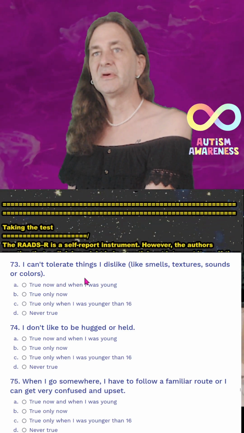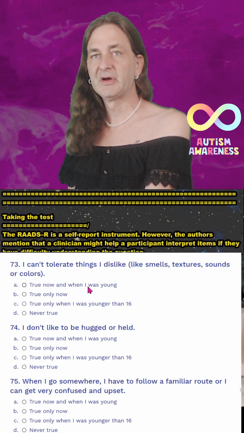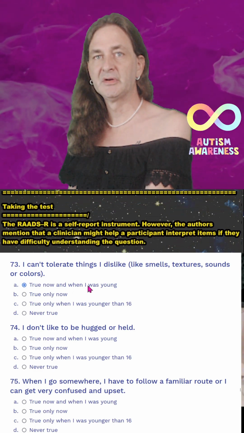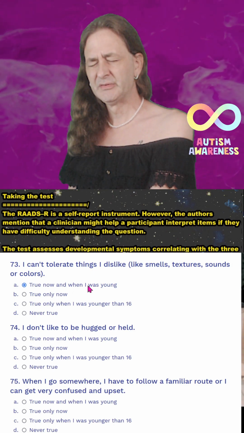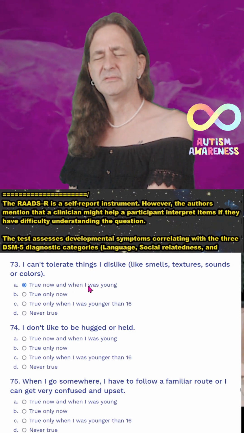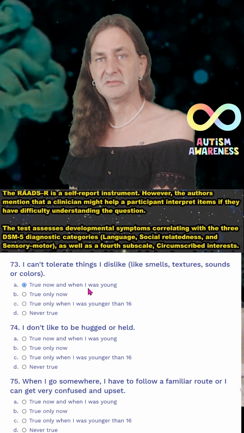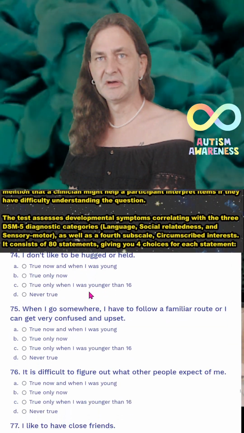I can't tolerate things I dislike, like smells, texture, sounds, or colors. This is true now and when I was young. Like I was saying, man, trying to get into a bottle of aspirin through cotton was a nightmare for me. I don't think they put that in there anymore, thank God.